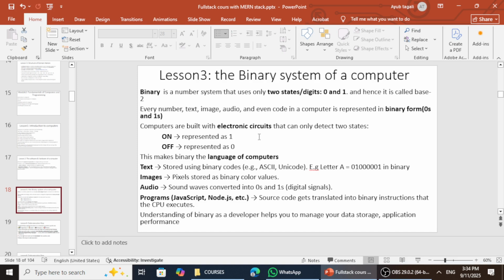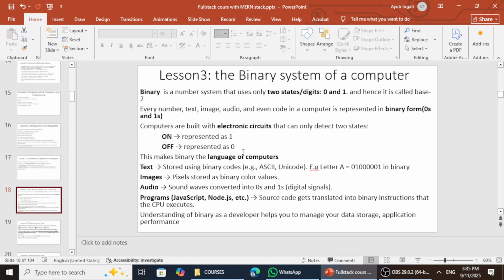And therefore, by flipping on and off those electronic circuits within the computer, we are able to represent data in the form of numbers, text and letters. Every number or text, or even an image or an audio or even code that you write in a computer, this data or information is represented in binary form, in zeros and ones. And this makes binary the language of the computer. The main language of the computer is the binary language, or we also call it the machine language.